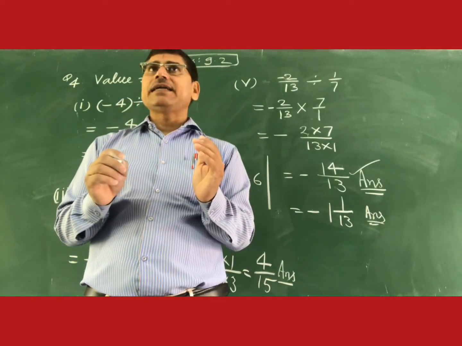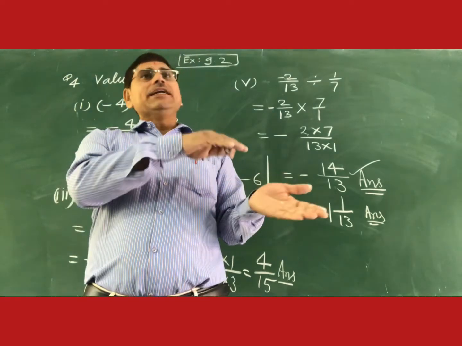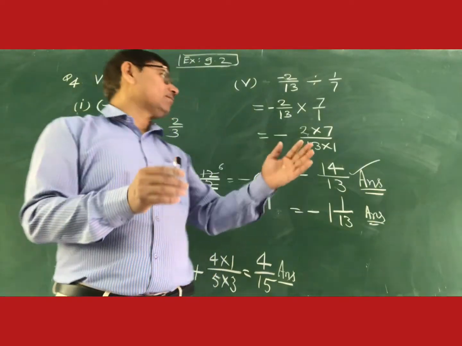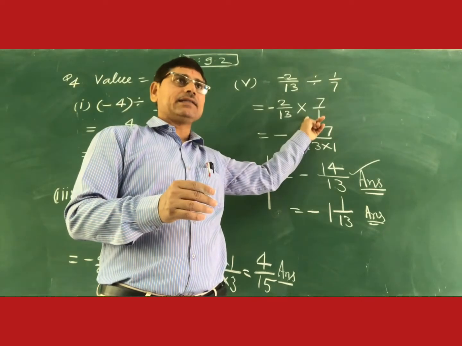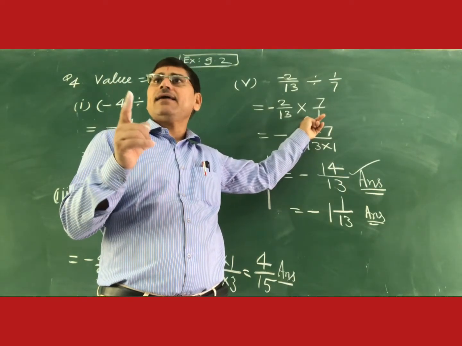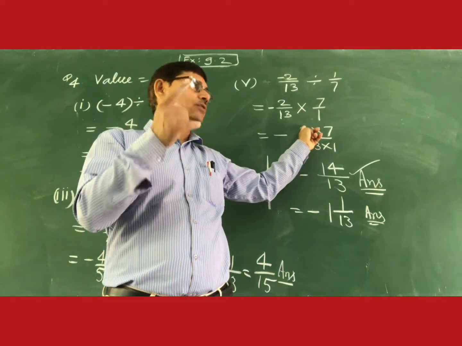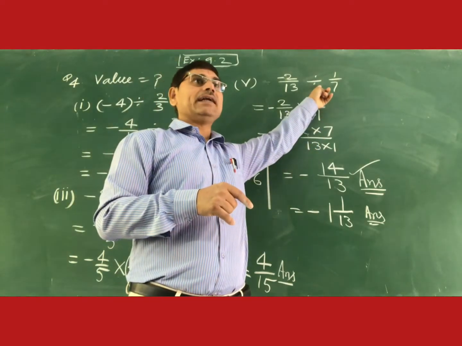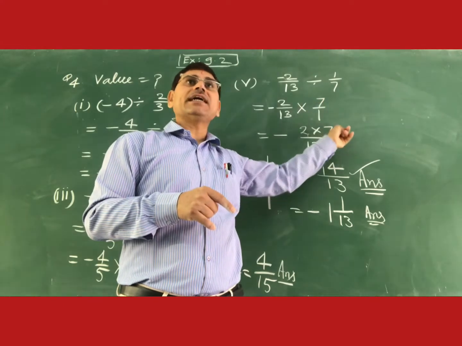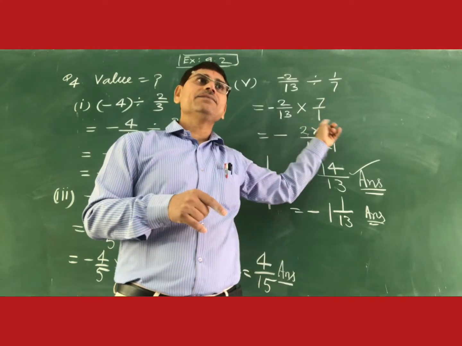So what did you learn? What happens in division? It becomes multiplication when you change this step. What is the rule for changing? When you change the sign into the multiplication, then you will write at once the reciprocal of the second rational number. Clear? Very good.